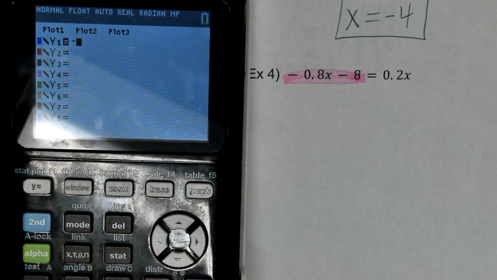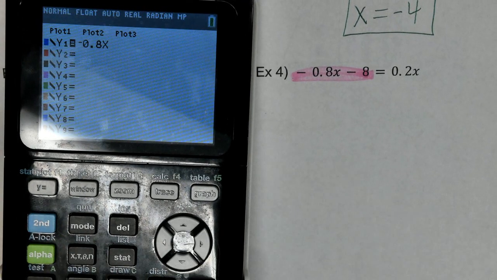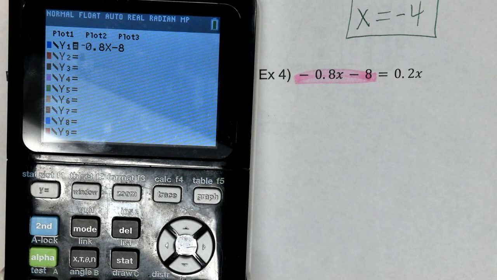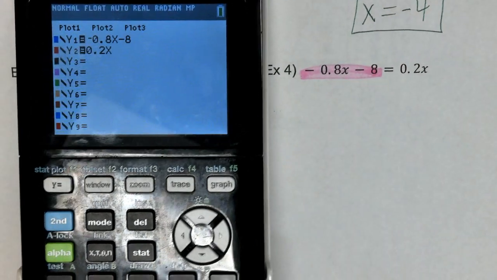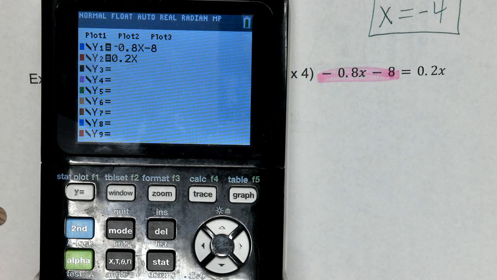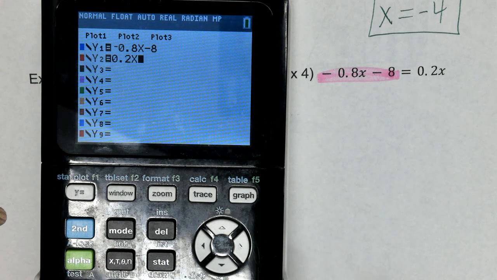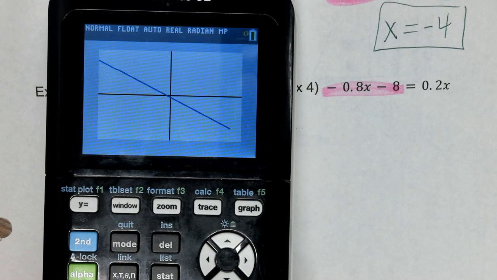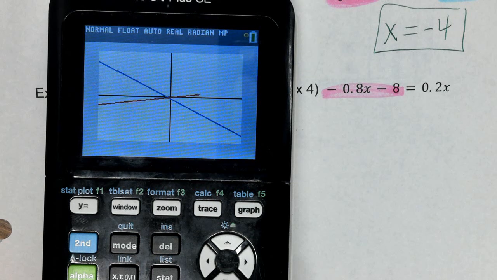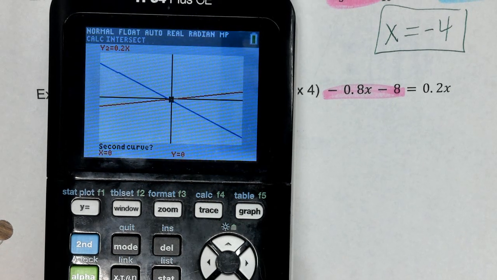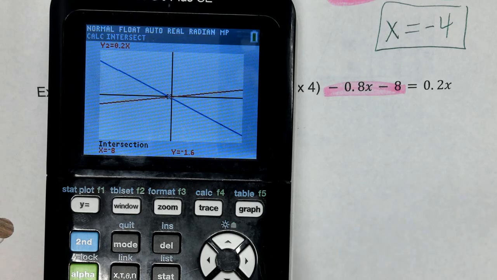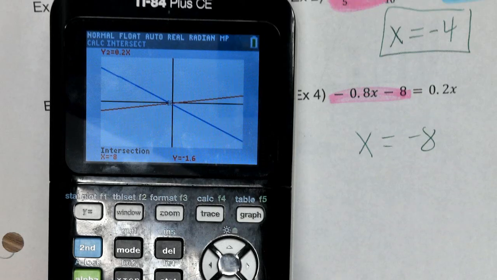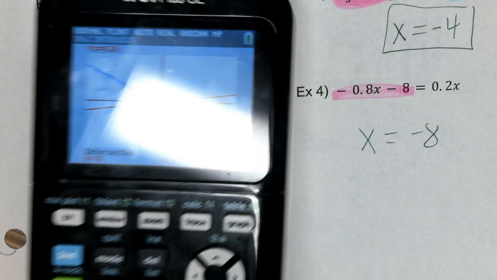I have -0.8x subtract 8. And then on the right, I have 0.2x, and that's it. Second trace, 5, patient. And enter 3 times. The answer is -5.8. And be careful. Make sure you're looking closely. Like, does it have a decimal? Don't get in a hurry and forget, okay?